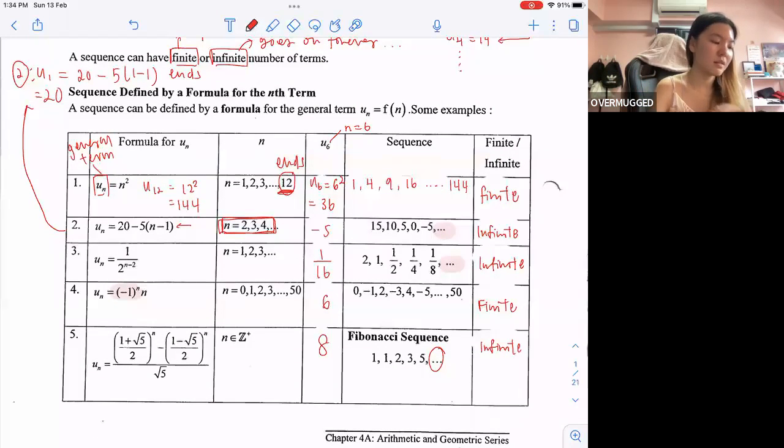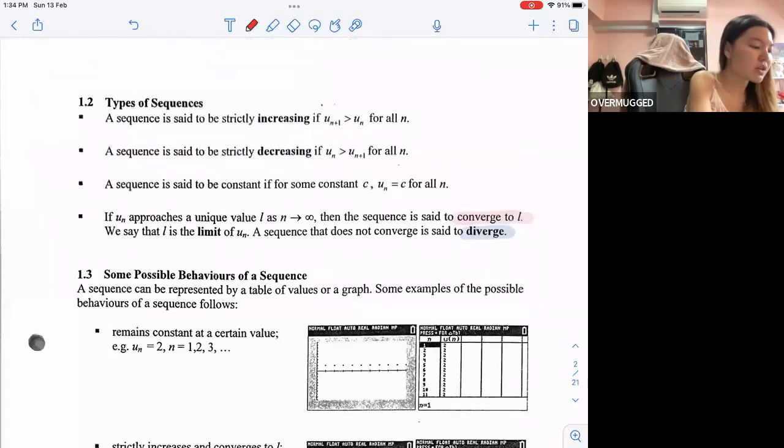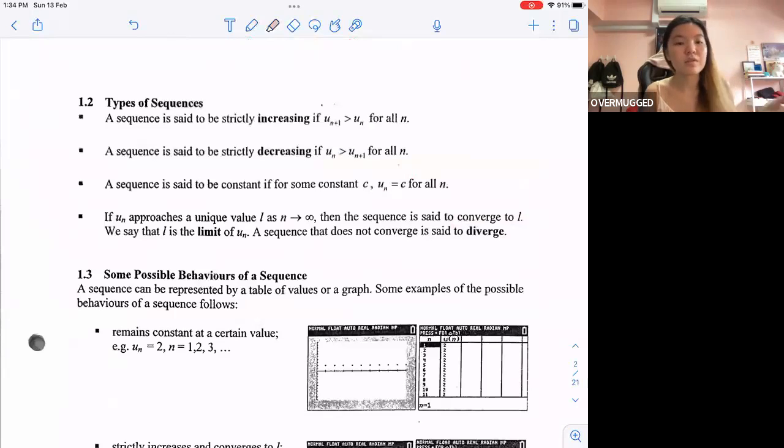We have completed this first part, the first table over here. Okay, now let's move on. Just want to show you guys that there are many different types of sequences. So we can say that a sequence is increasing, decreasing. Sometimes the sequence might be constant. That means all the terms are the same.